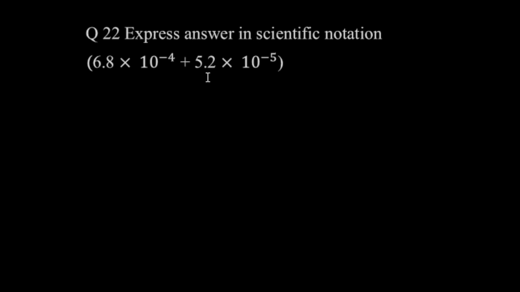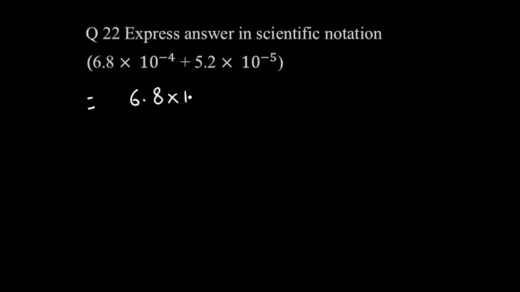6.8 multiply 10 to the power minus 4 plus 5.2 multiply 10 to the power minus 5. We have negative power and we have a different power. Here we have 10 to the power minus 4. Here we have 10 to the power minus 5. In a question where we have different power, always try to make the same power. Okay, let's try to make the same power, 10 to the power minus 4.